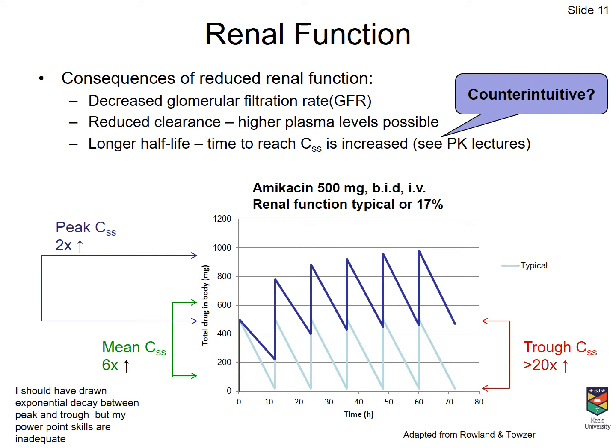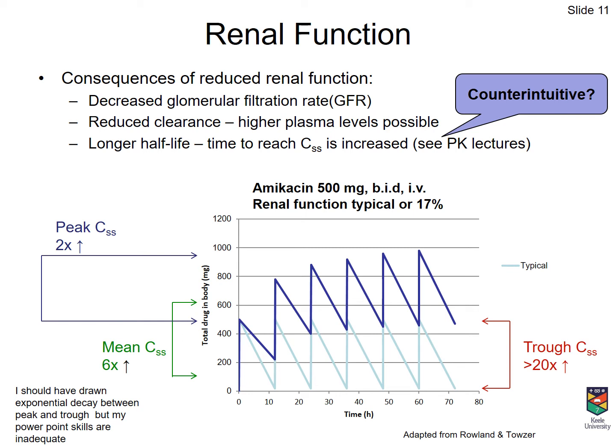Now the other thing that's worth considering is that the longer half-life of the drug that's going to result from this is going to be reflected in a smaller elimination rate constant. So if you go back and look at your previous pharmacokinetics lectures, you see that the time to reach steady state is determined by the elimination rate constant. So if the half-life is bigger, the elimination rate constant must be smaller, and that means the time to reach a steady state is increased.